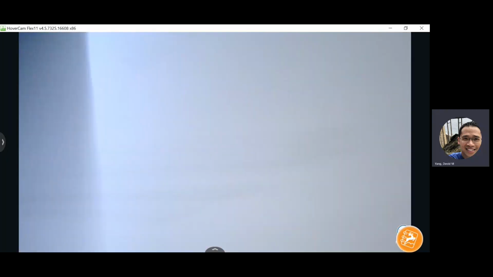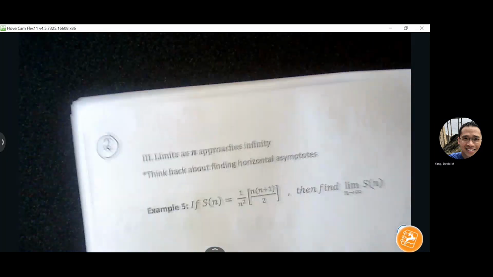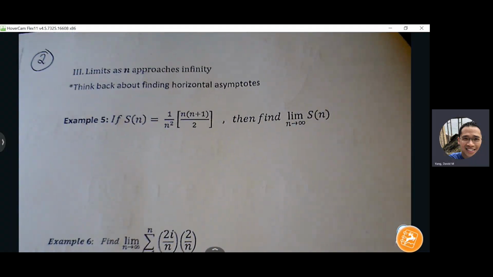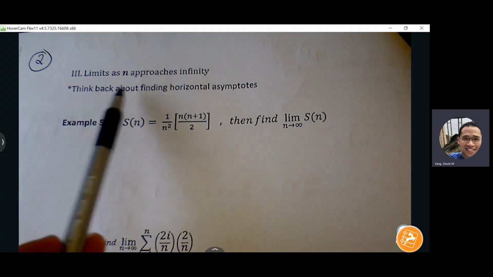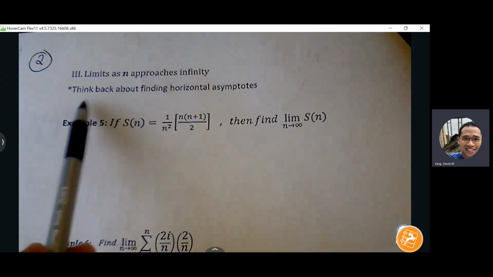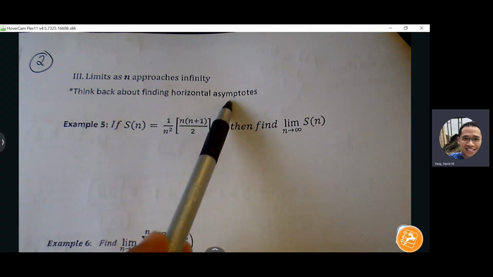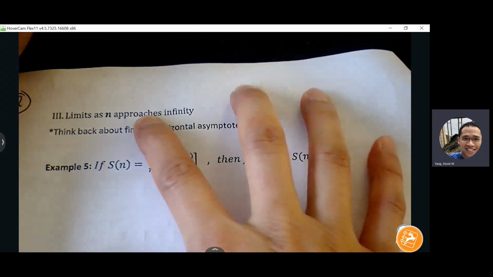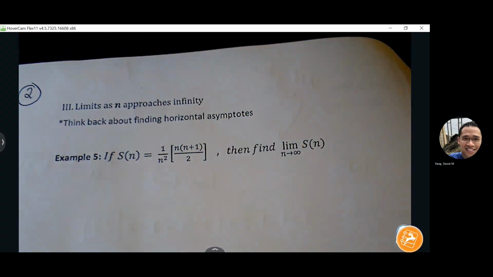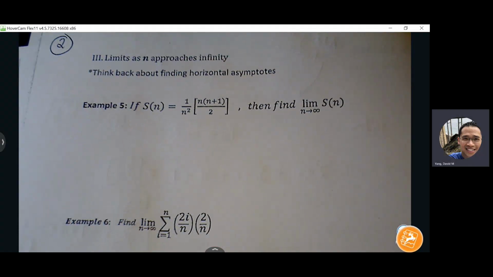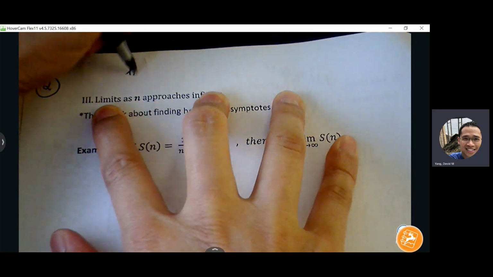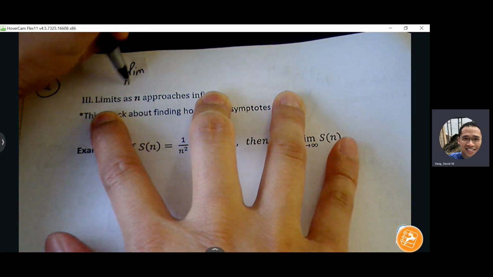Now, what I want to review is limits as n approaches infinity. Think back about how we found horizontal asymptotes. So I'm going to put this at the top of the page: limits as n approaches infinity. At the top of the page, let me have us do these two review problems.